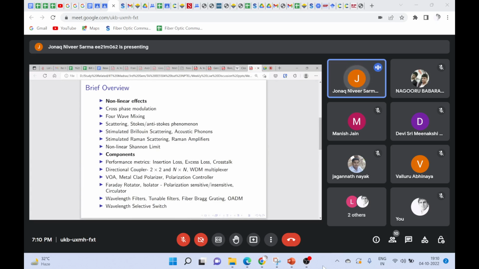And for all these components, we use these performance metrics. Insertion loss is basically the cost of inserting a component into a link. Without inserting a component, what would be the power? And just because of insertion, you will lose some power.